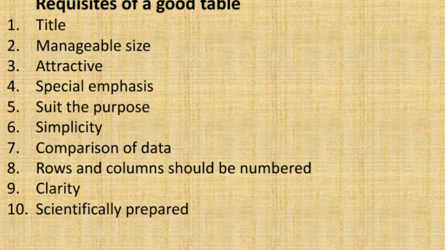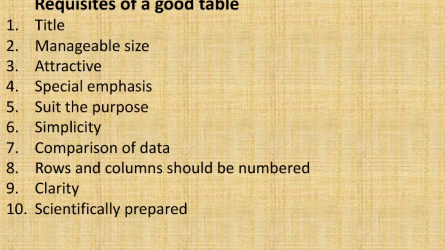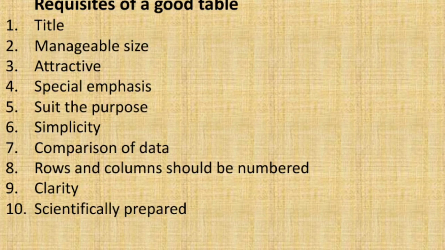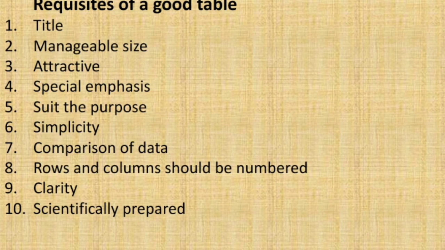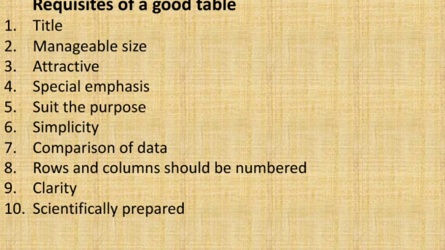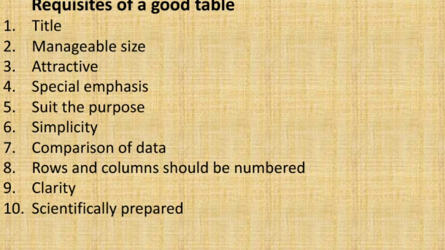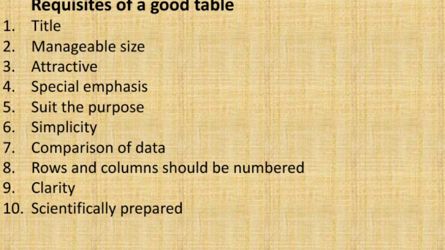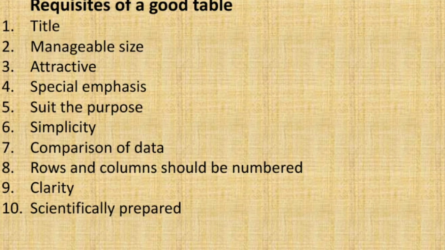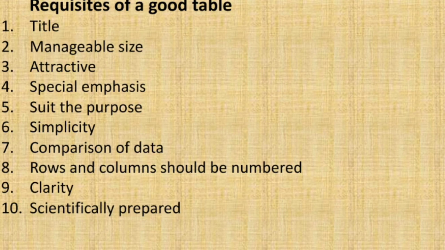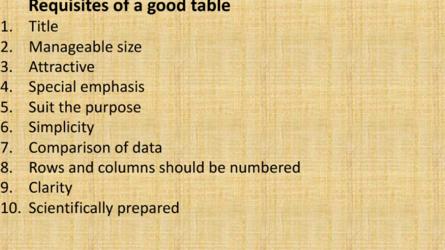The 10th point that I mentioned here is scientifically prepared. The table should be prepared in a systematic and logical manner, and it should be free from all sorts of overlapping and ambiguities. There should not be any overlappings and there should not be any confusions. By seeing the table, people should not get confused, and the same thing should not be repeated again. This is what we have to take care of. So these are some requisites of a good table. If all these conditions are properly followed, we can make the table more presentable, more attractive and more appealing.